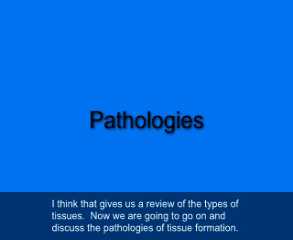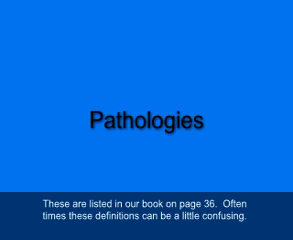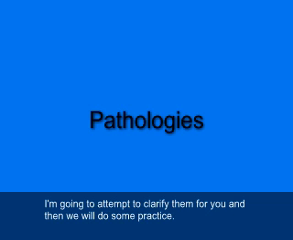Okay, I think that gives us a review of the types of tissues. And now we're going to go on and discuss the pathologies of tissue formation. These are listed in our book on page 36. And oftentimes these definitions can be a little confusing, and I'm going to attempt to clarify them for you, and then we'll do some practice.